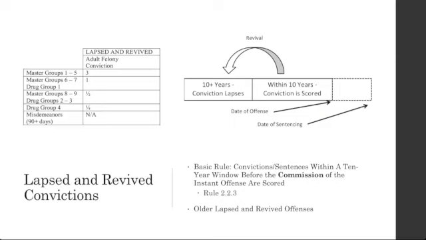Now, lapsed and revived convictions. So there's a basic rule you want to keep in mind when scoring. Convictions or sentences that come from within a 10-year window before the commission, not the sentencing date of the instant offense, the commission of the instant offense, are scored. Okay? So all of that within that window is scored.